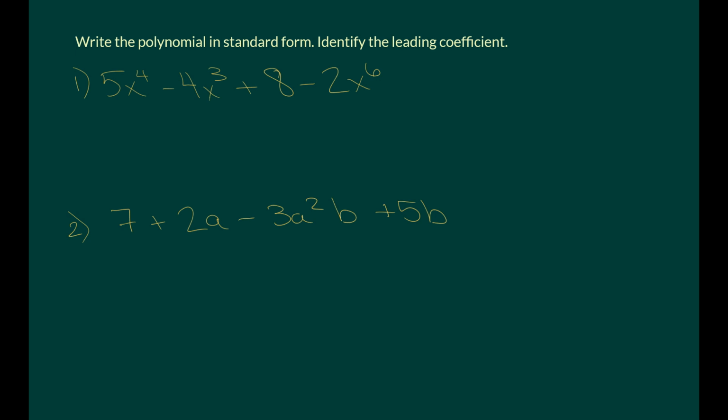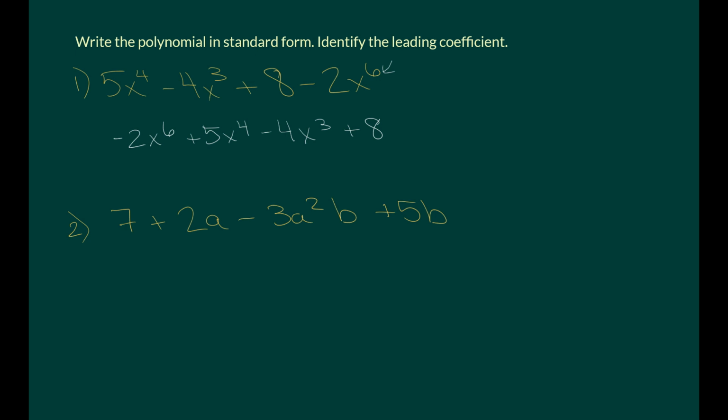Okay, so what is our highest exponent in number 1? It would be the 6. So I'm going to write negative 2x to the 6th. Then what? Then we have plus 5x to the 4th. What's the next one? Negative 4x cubed. And then the only thing left is the 8. So the reason that this is in standard form is because I'm going from the highest exponent down to the lowest. So 6, 4, 3, and nothing. So that is in standard form.